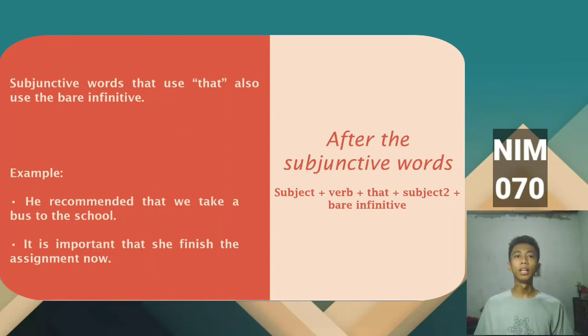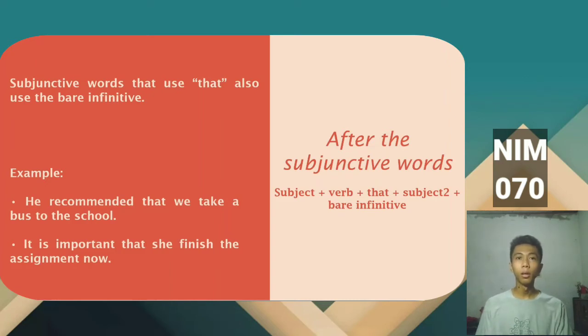For example, he recommended that we take a bus to the school. Notice that there are two subjects in that sentence, he and we, and there are two verbs. The first one is recommended, and the second one is take. From the first verb, we know that the sentence is in the past form.